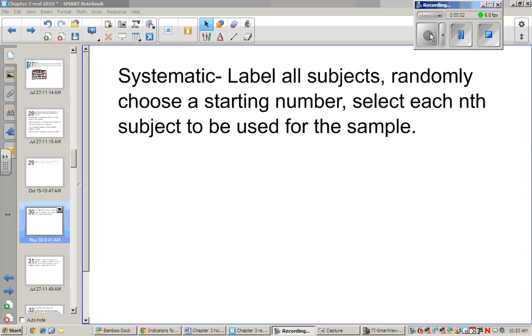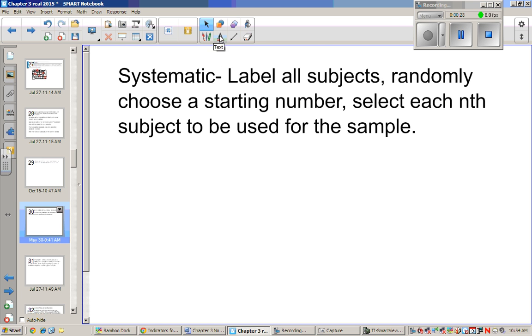All right, now there are two other sampling methods, the systematic and multi-stage, that are important to talk about, but they're less common on AP. Systematic is something that's very commonly used in the real world, where it's kind of like a simple random sample where you label all the subjects with numbers, but then you randomly choose a starting number.